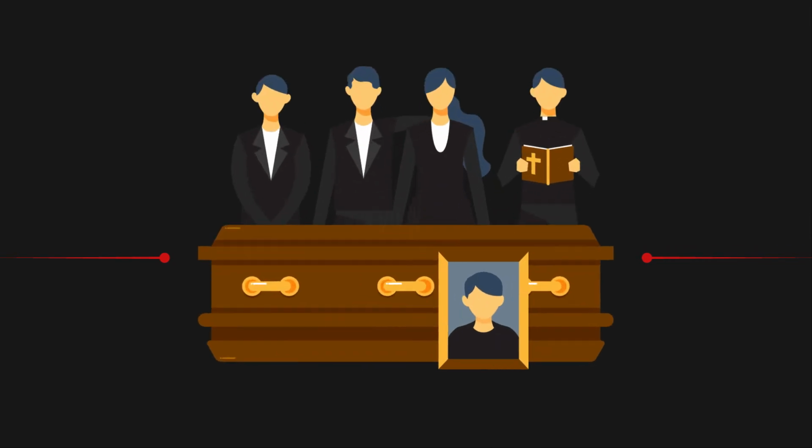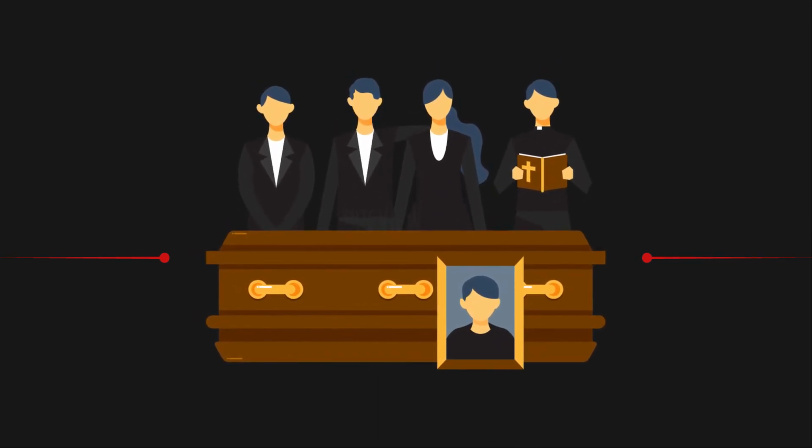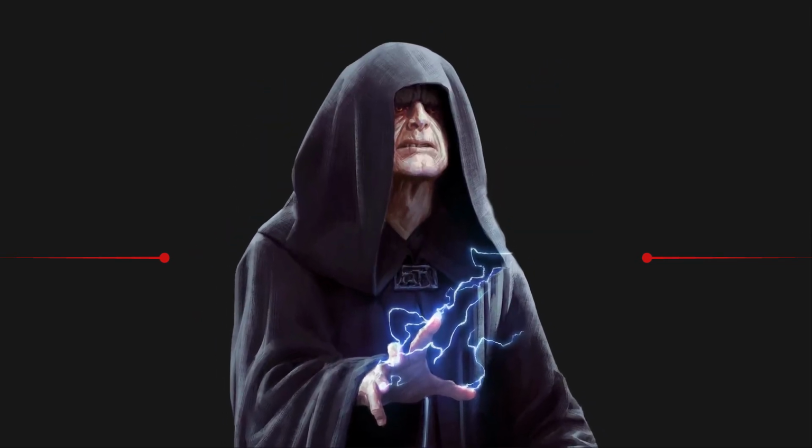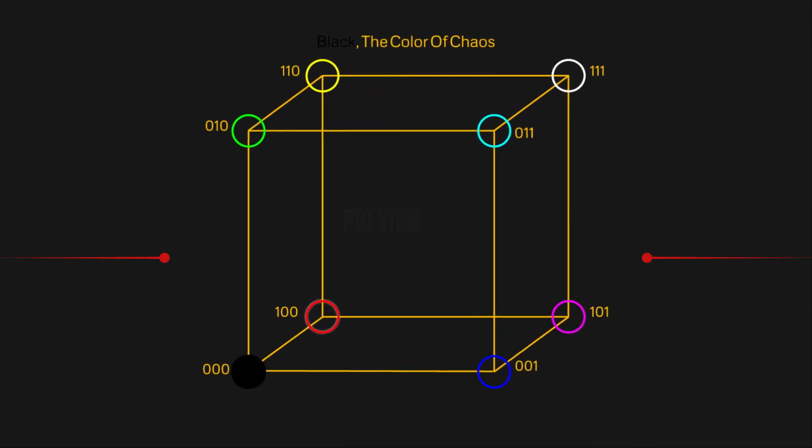Black. Black symbolizes death. Therefore, it is used in Western cultures for funerals. It is marked with rebellion, the bad guy, shrouded in mystery, space. In our model, black is the color of chaos.